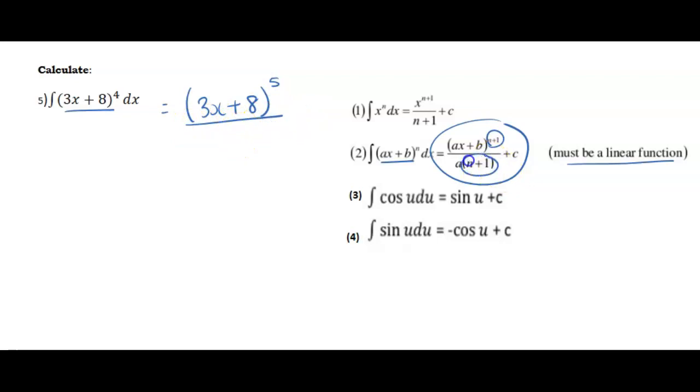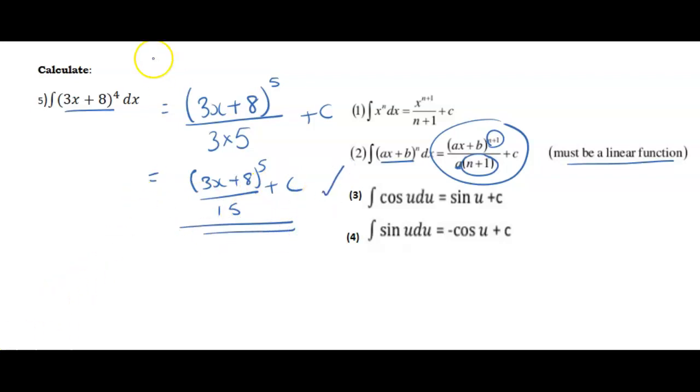Then I'm going to put it at the bottom here, to 5, and then I'm going to multiply by a, which is the differential of the inside, 3. Of course, tuck in my plus c. So then I get 15, right? And that's it. That's the answer for number 5.